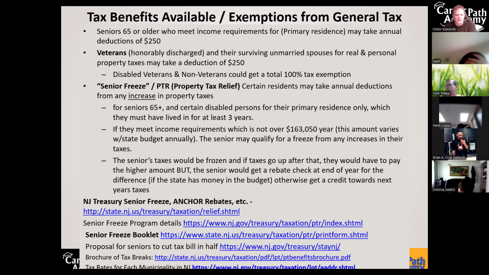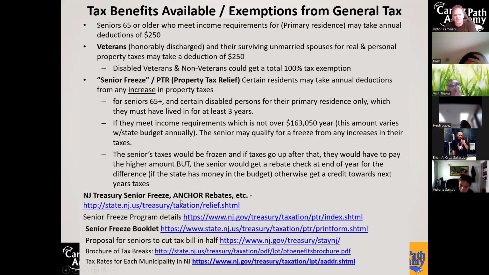Okay, so the first link here is just to the New Jersey State Treasury Department's website with all of their different relief programs. Here's a link to the senior freeze details, a direct link to the senior freeze booklet.